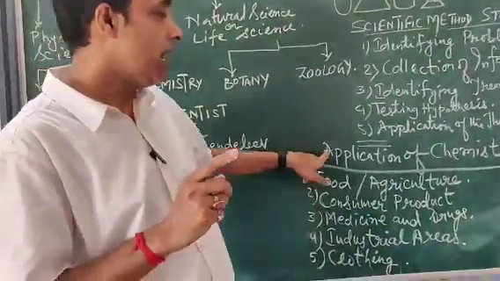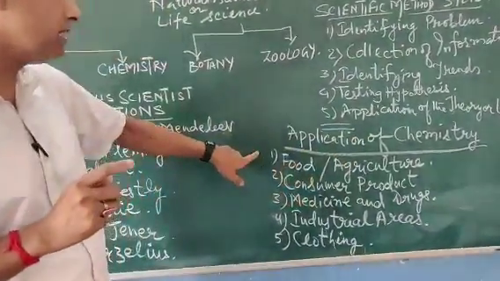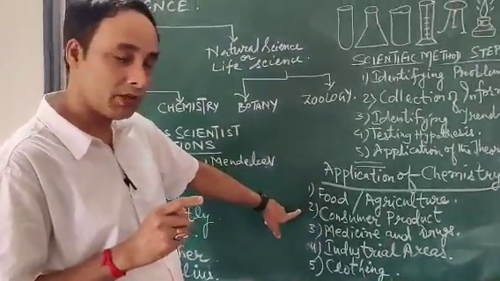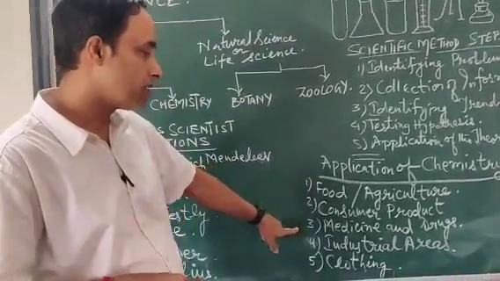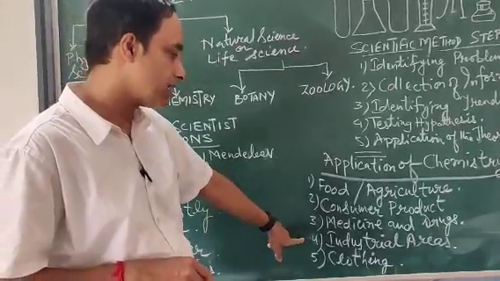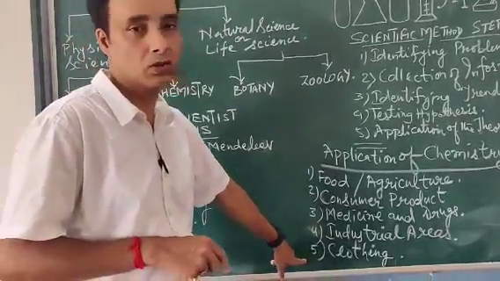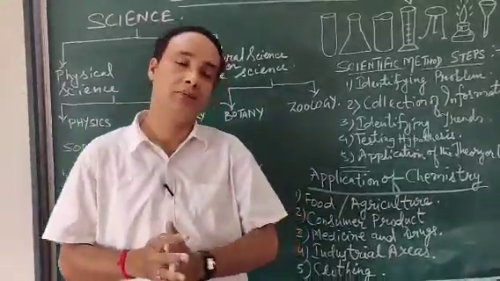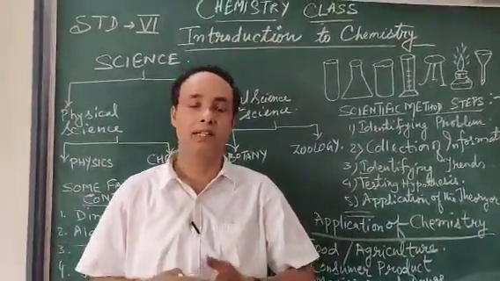So see, children, the application of chemistry: you might have seen that in the field of food and agriculture, in the field of consumer products, in the field of medicine and drugs, in industrial areas, as well as clothing. So lots and lots of important work has been done by chemistry in every field.